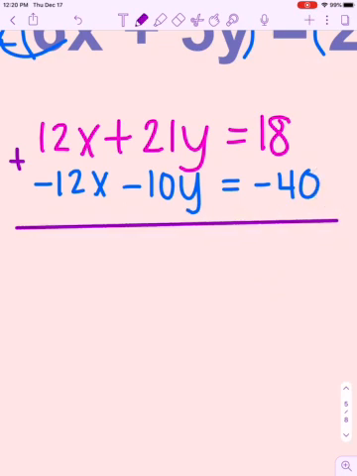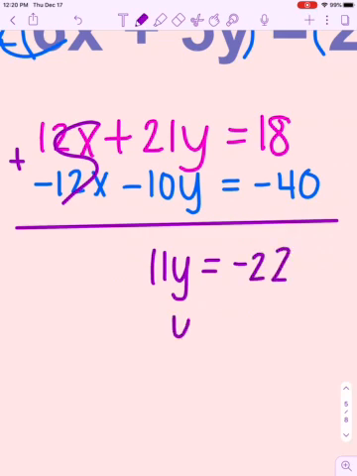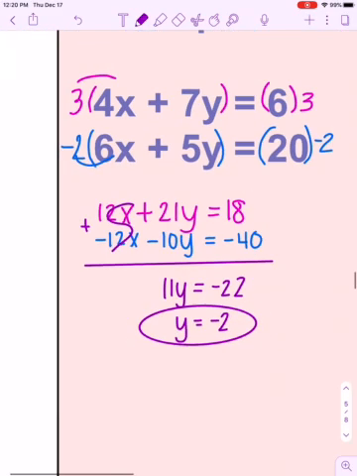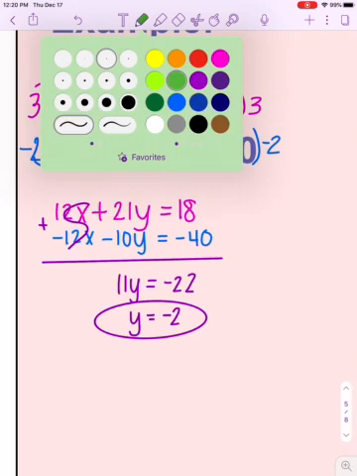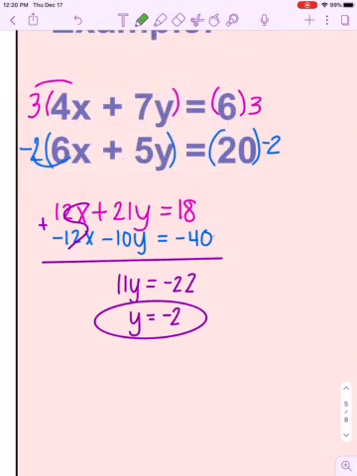Now we have matching numbers and opposite signs, so I can add these together. So 12x minus 12x is gone. 21y plus a negative 10y is a positive 11y. And then 18 plus a negative 40 is a negative 22. Divide by 11 and get that y is negative 2. And then plug it back in.